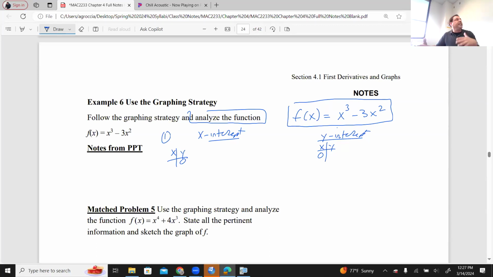You learned x-intercepts. Make y 0. And if you're like, where's y? y is f of x, right? Don't forget that. Okay, so find the x and y-intercepts of this one.